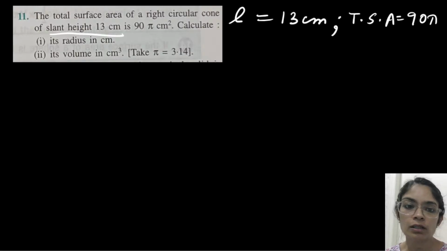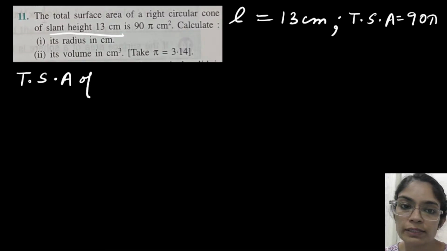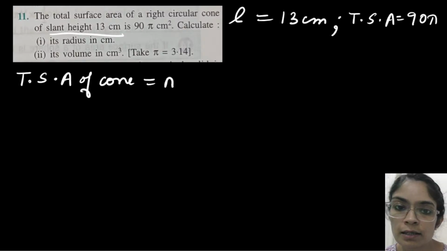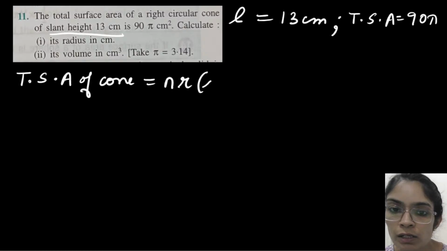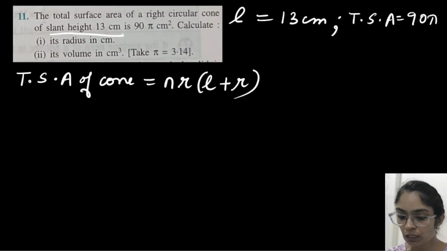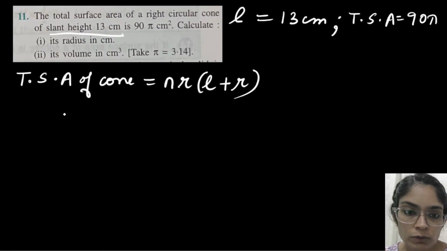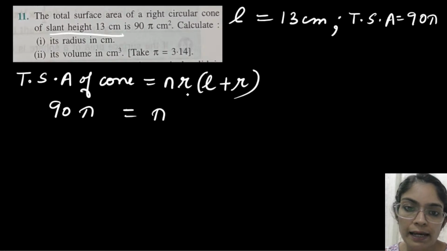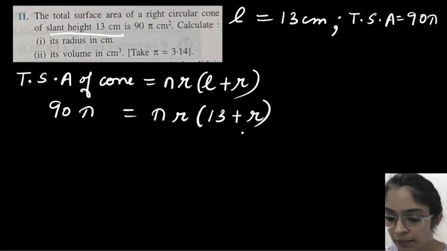So very easy question. We'll make use of the total surface area formula to find the radius. The total surface area of a cone, we know, is pi r into (L plus r). So we are just using the formula of total surface area of cone. Its value here I am going to write: total surface area is 90 pi. I am substituting pi as it is. r's value we don't know. L's value is 13, so I substitute it: 13 plus r.